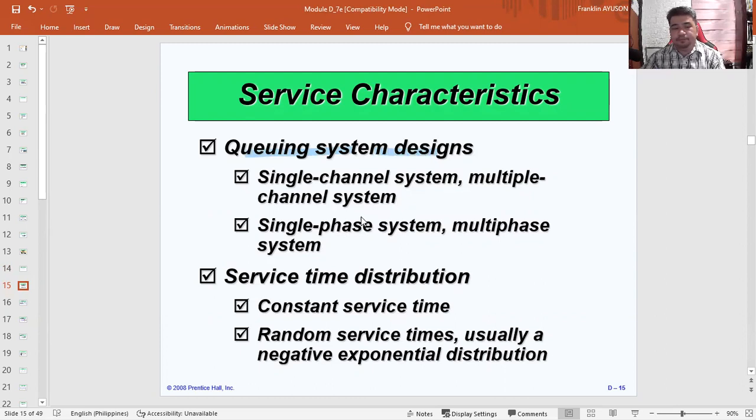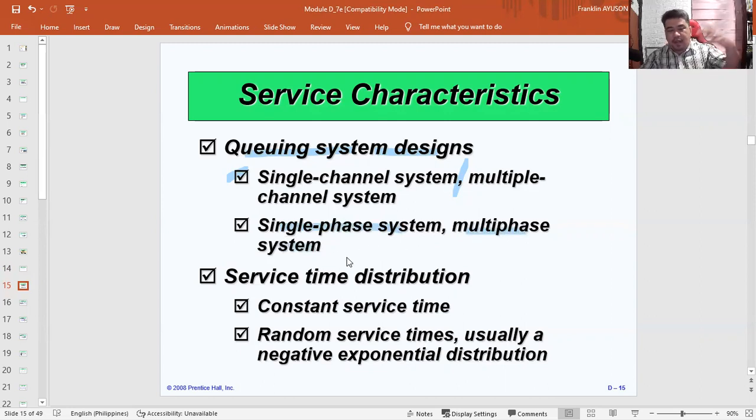Please take note, it can be in the concept of a single channel system or multiple channel system. So the queuing system design can be a single channel system or a multiple channel system, or a single phase system or a multiple phase system.